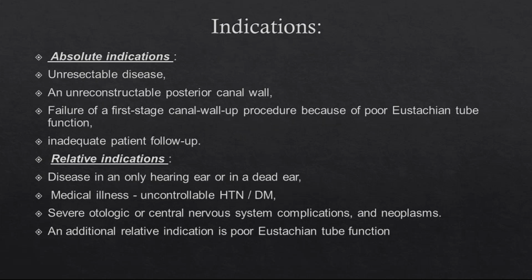Now, coming to indication, the absolute indication is unresectable disease, which means there is extensive cholesteatoma, and an unreconstructable posterior canal wall. So the cholesteatoma has eroded the posterior canal wall so much that you cannot reconstruct it, and there is no way you can again build up or protect the posterior canal wall. Another is failure of a first stage canal wall up procedure because of poor eustachian tube function.